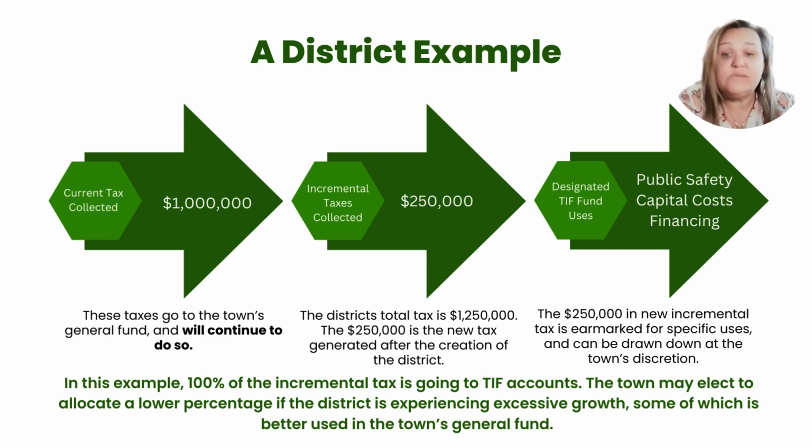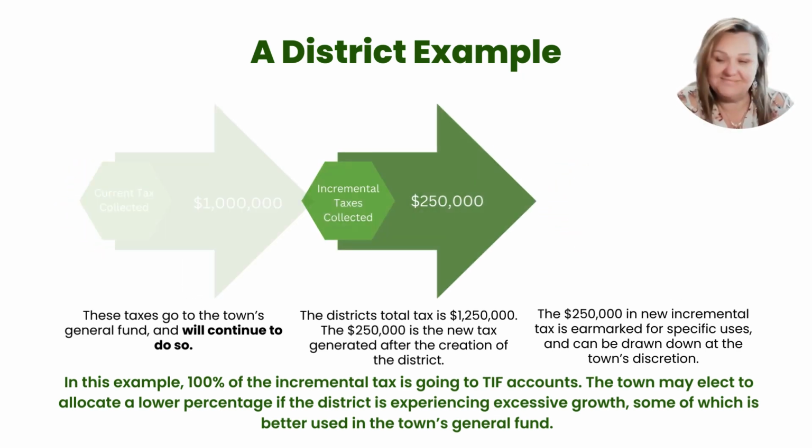The town has flexibility in how much of the incremental tax is allocated to TIF accounts. If the district is experiencing excessive growth, the town might choose to allocate a smaller percentage to TIF and redirect more funds to the general fund to support broader community needs. This mechanism allows us to directly invest in the areas that need it most, stimulating growth and enhancing services without diverting resources from our general fund.